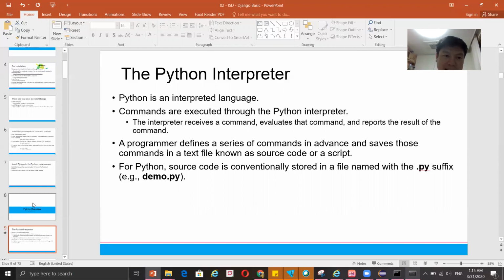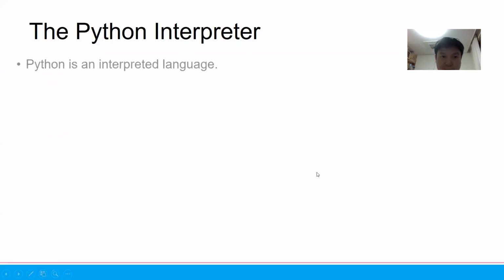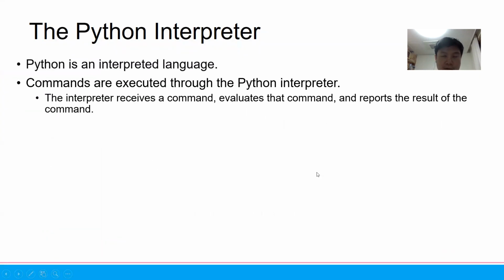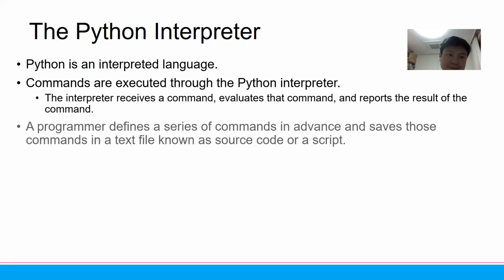So Python is an interpreted language, and the commands will be executed through a Python interpreter. The interpreter receives a command, evaluates that command, and reports the result of the command. So the programmer, it means you, needs to define a series of commands in advance and save those commands in a text file. The text file will be the source code or the script.